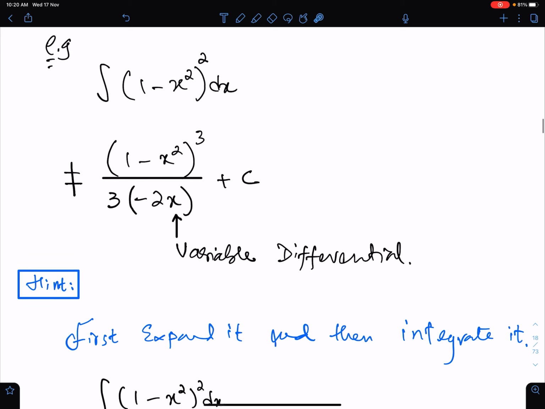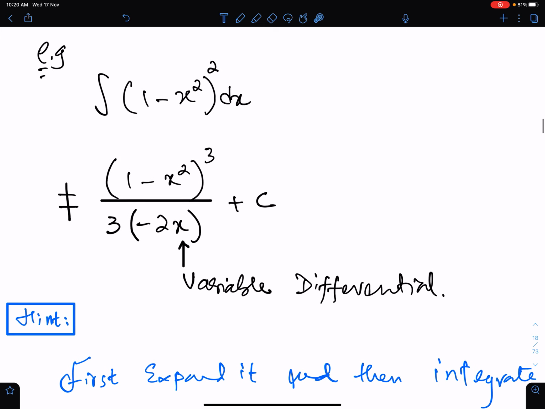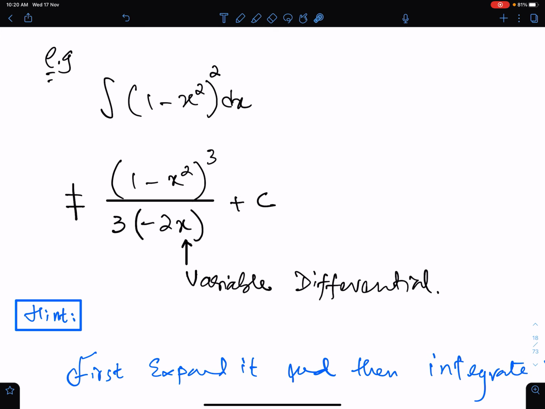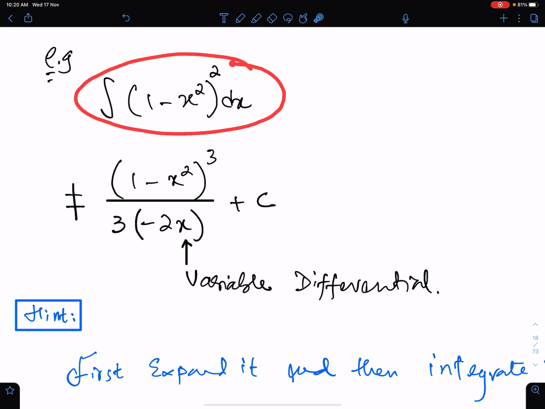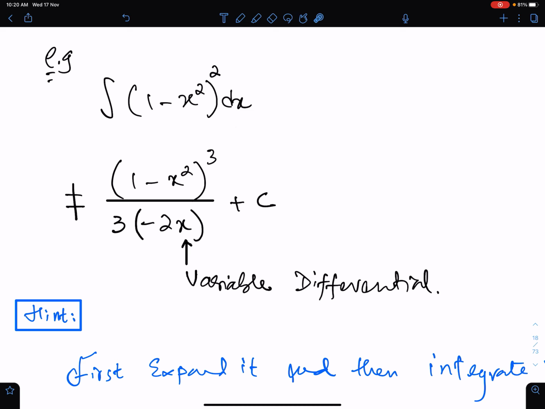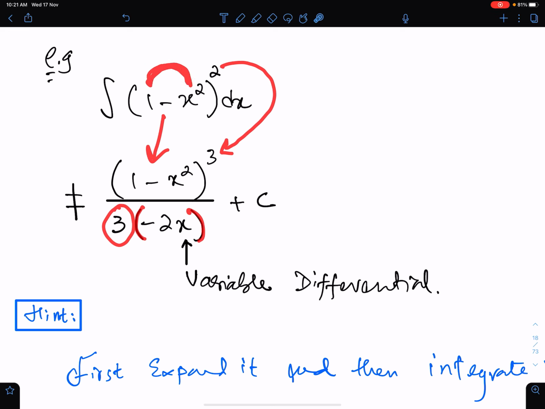We can understand this through this example. So if the question is to integrate this function with the help of the composite function rule, then you have to copy this. Here you have to add 1 in the power, you have to divide the function by the resultant power, and you have to divide the function by the differential of this function.